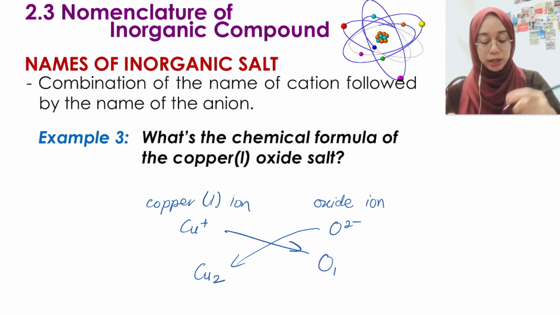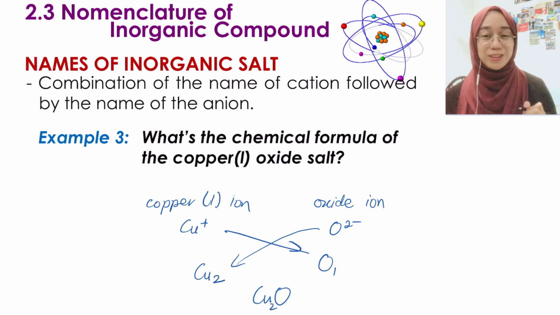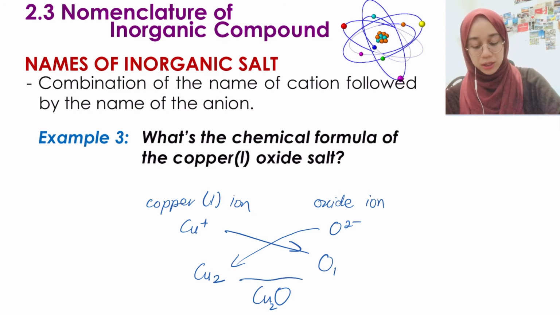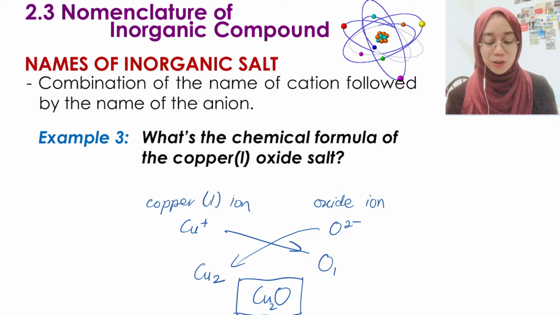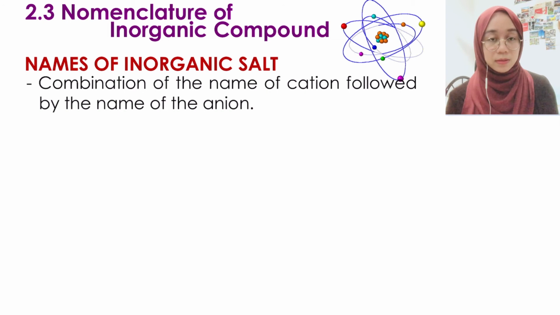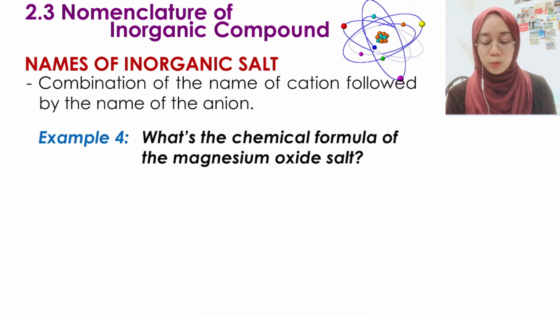So we put them together, so what you will get is Cu2O. Sorry, mesti lupa dua tu pula. Okay, so the chemical formula untuk copper 1 oxide salt adalah Cu2O. Okay, so next kita pergi pula kepada last example. Okay, so example 4 kita ada what's the chemical formula of the magnesium oxide salt.